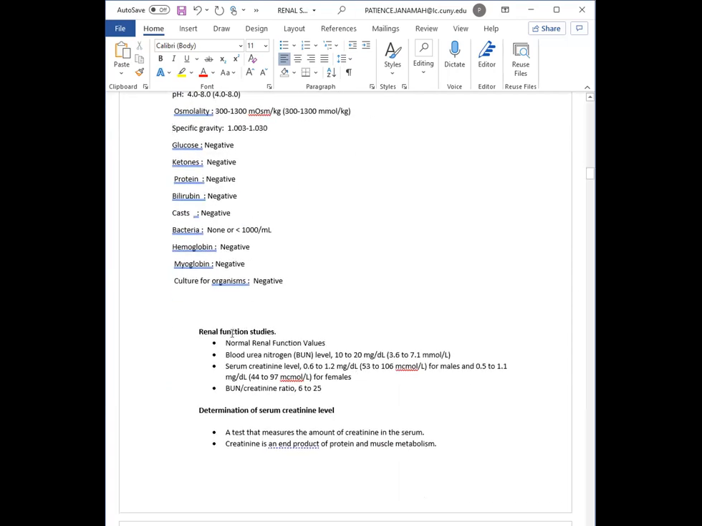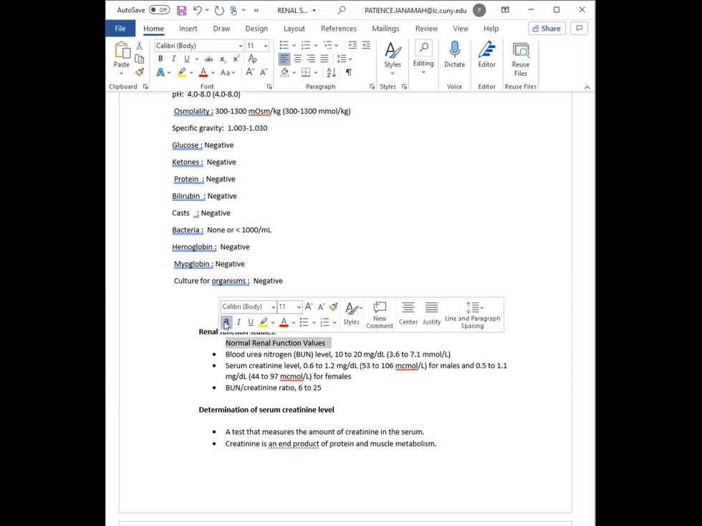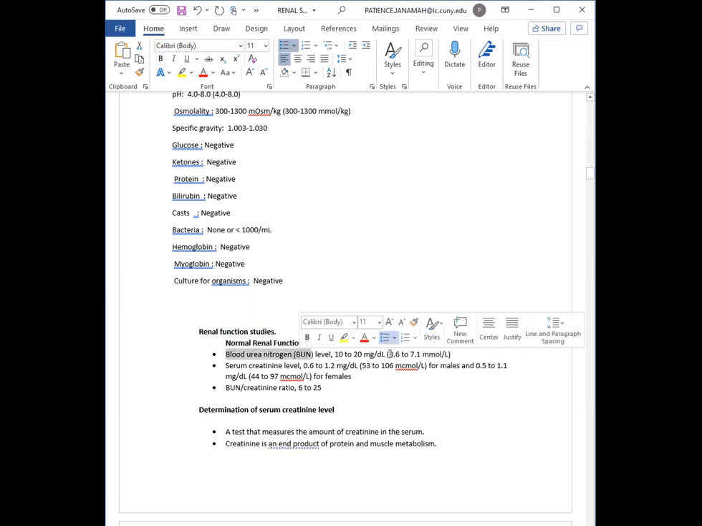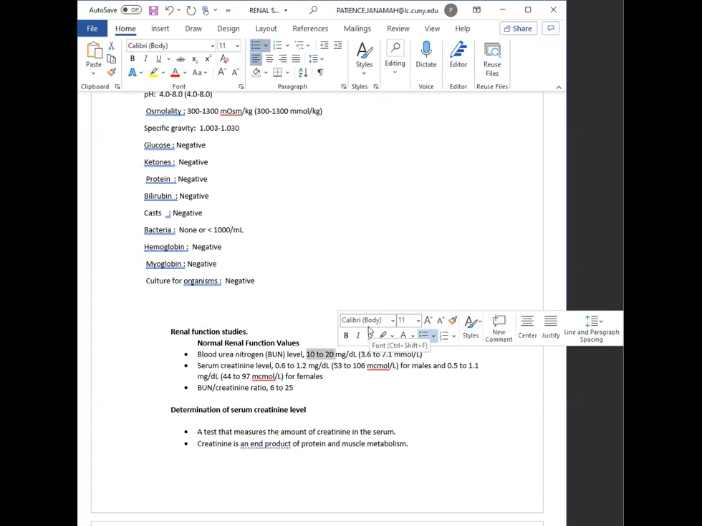Now let's go to renal function studies. With renal function studies, these are the normal values you expect for a renal function test. You expect the BUN to fall between 10 to 20. Mostly they'll use that number on the exam, 10 to 20. So you expect the blood urea nitrogen to fall between this.